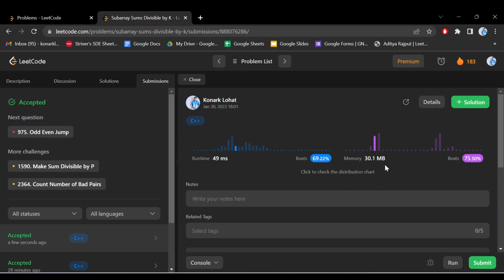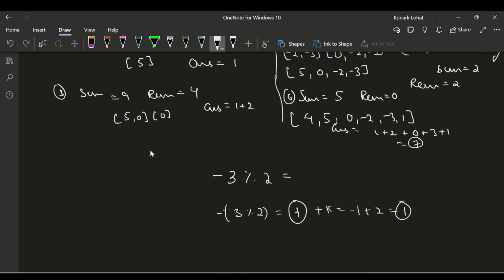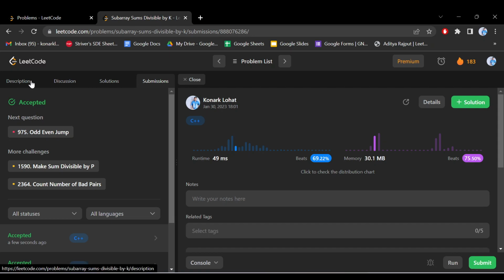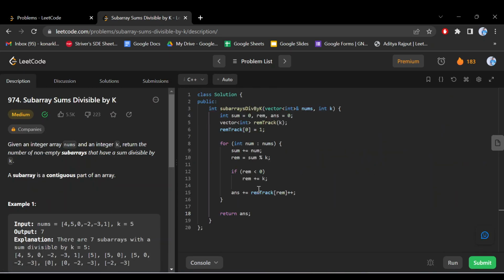So yeah, and the analysis of this algorithm: for time complexity, it is linear time complexity because we are iterating on every element of the array, and the space complexity is order of k because we are using a remainder track linear data structure that requires k elements. That is actually not k elements, k minus 1 elements, but still it's big O of k as a big O notation. So these are the space and time complexity, and I think it should be clear to you, but if it is not, then you can obviously let me know in the comment section.